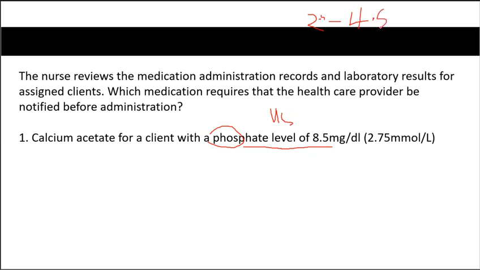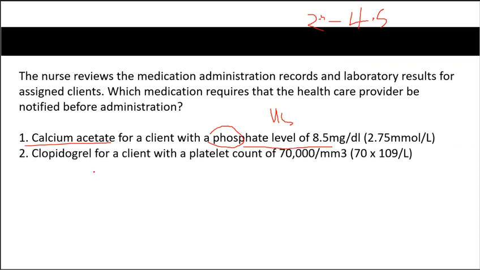And I know that calcium acetate is a phosphate binder. It binds to phosphorus and prevents it from being absorbed into the bloodstream. So if this client has a high phosphorus level, giving calcium acetate, which is a phosphate binder, is a good idea. So we don't need to notify the healthcare provider.